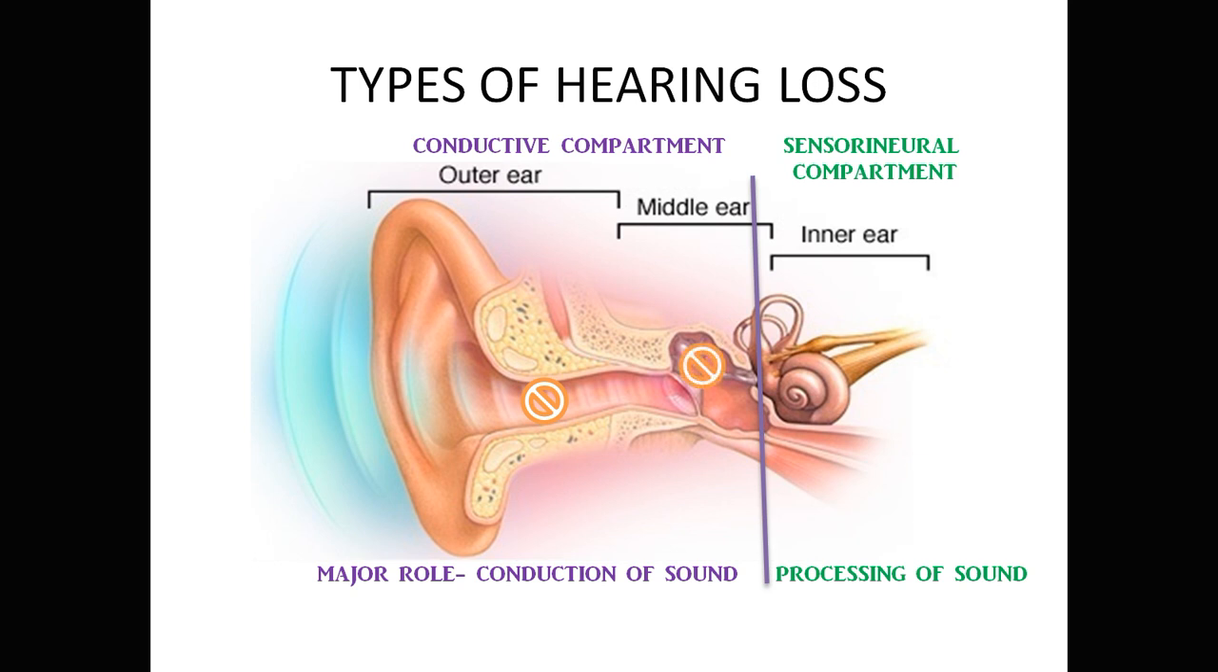So when you have a problem in the outer ear or middle ear, we will have conductive hearing loss because the conduction of sound is impaired. For example, the most common is impacted earwax. When the wax forms more and completely blocks the ear canal in such a way that it disrupts the conduction of sound, it will lead to conductive hearing loss.